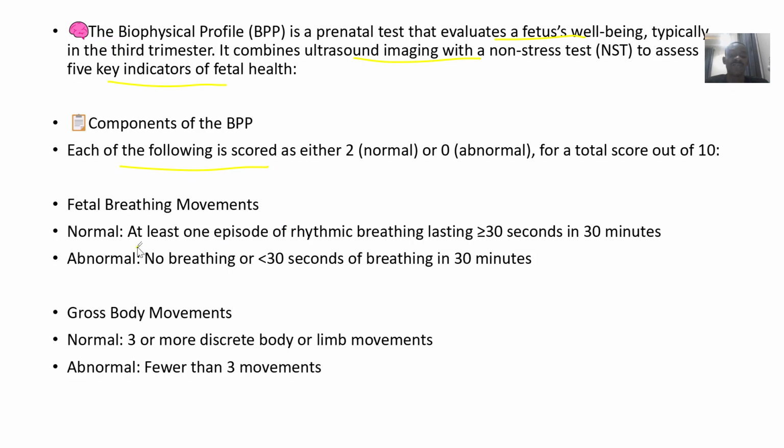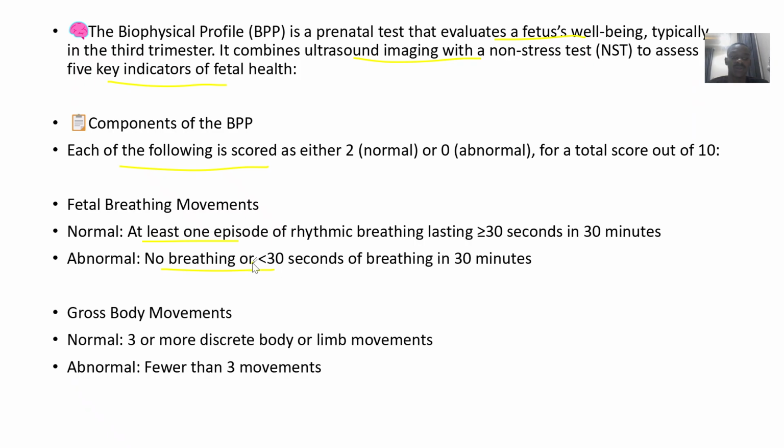Okay. So fetal breathing movement. If the fetal breathing movements are normal, at least one episode of rhythmic breathing lasting more than 30 seconds in 30 minutes should be detected on ultrasound. It is abnormal if the baby is not breathing, or there is less than 30 seconds of breathing seen in 30 minutes, which is not normal.